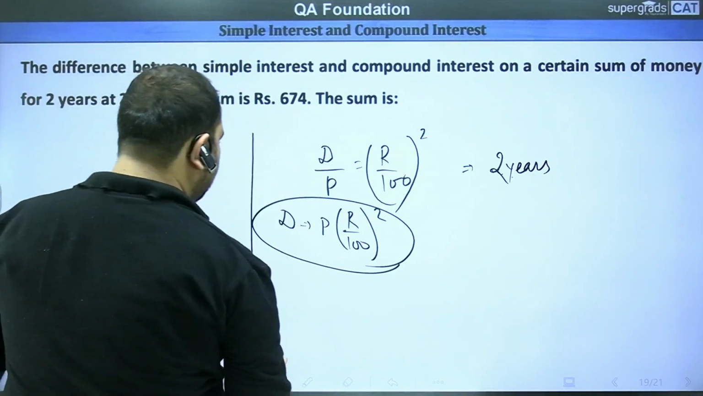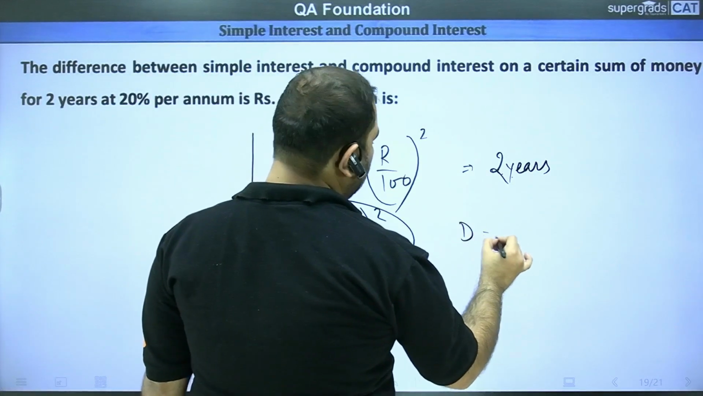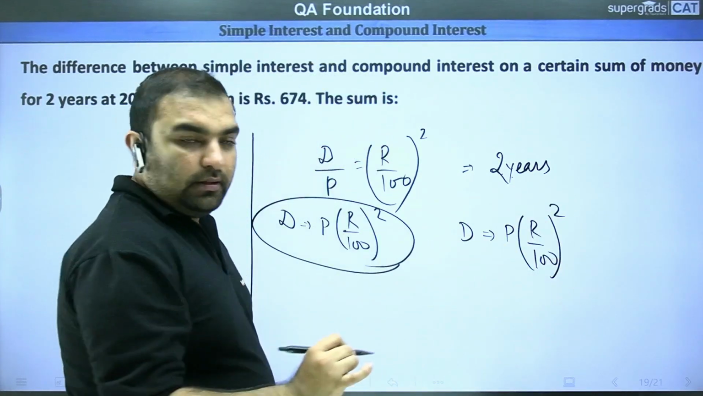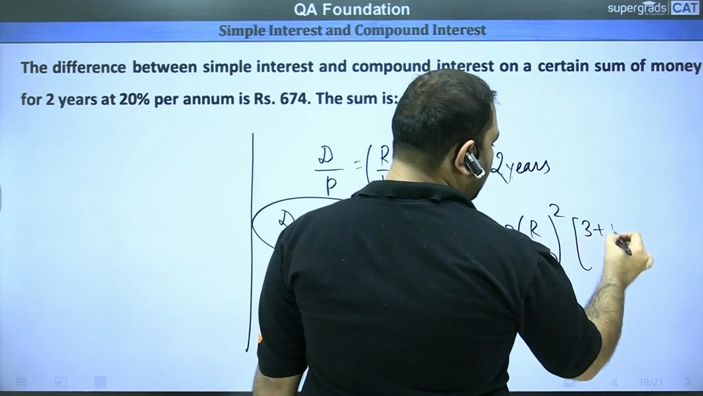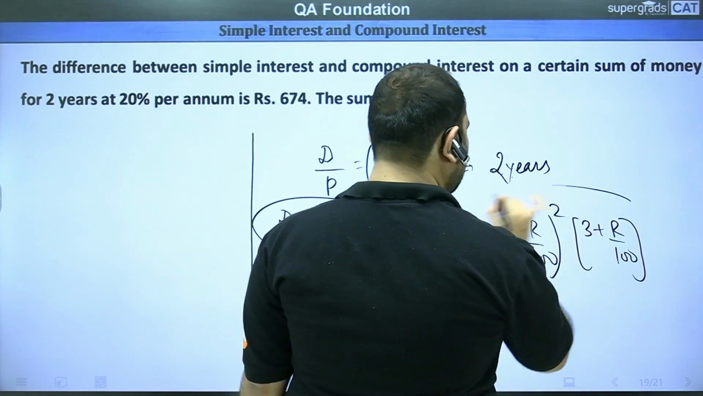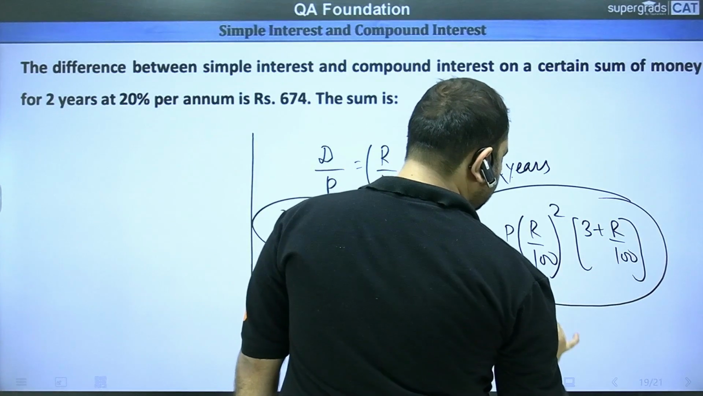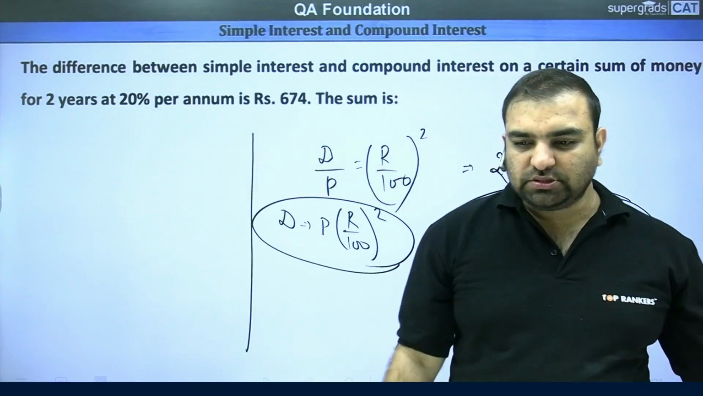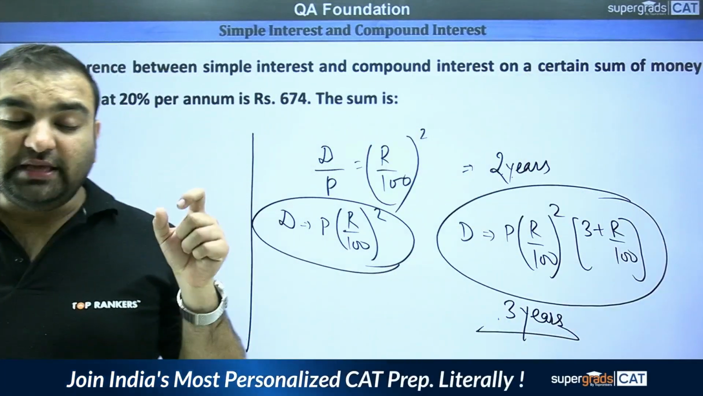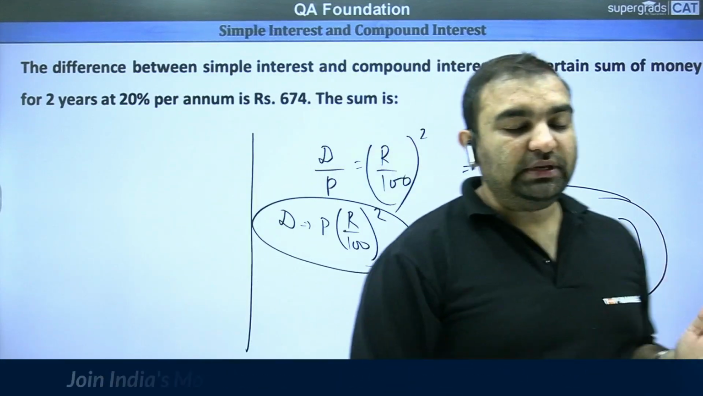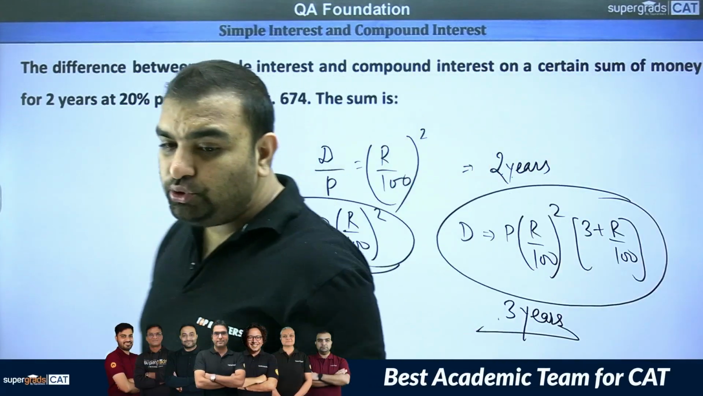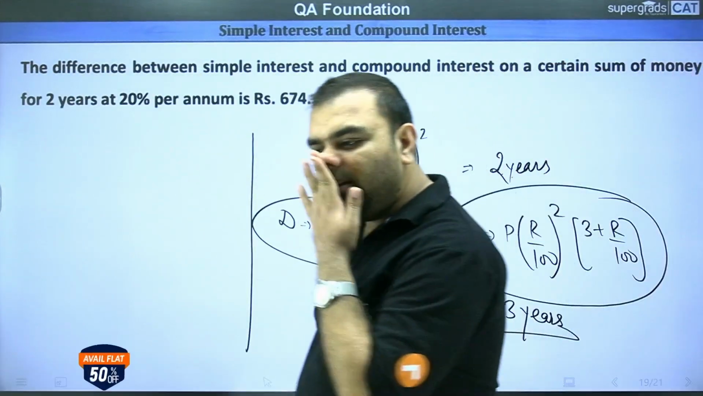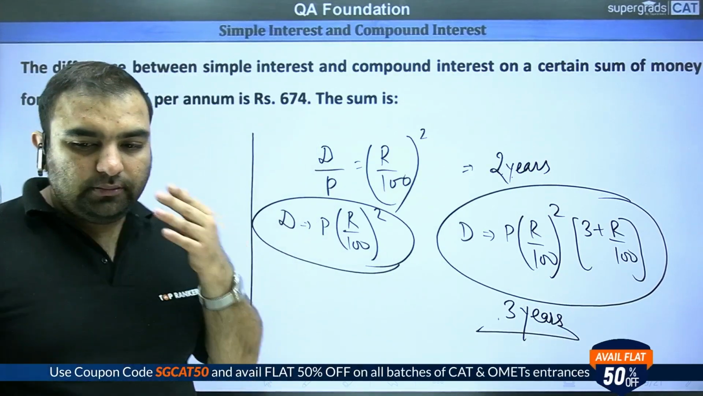And for 3 years it is P (R over 100) whole square, exactly the same till here, only (3 plus R upon 100) extra. The difference is P (R over 100) whole square into (3 plus R upon 100); this is the extra multiplication we are doing for 3 years. They are very, very helpful. I recommend you remember them. They are worth remembering. You will not feel that this is of no use.